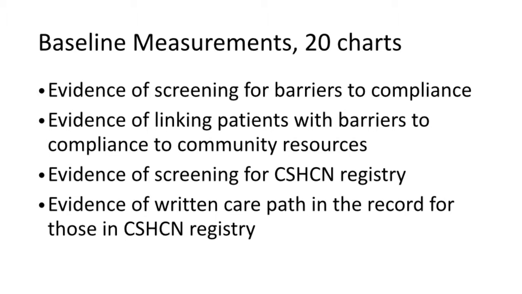So the things that you're going to be measuring, you're going to have a baseline measurement of 20 charts. You're going to screen those charts for evidence of screening for barriers to compliance, evidence of linking patients with resources to overcome barriers to compliance, evidence of being screened for a chronic disease registry, and evidence of a written care path in the record for those who are in the chronic disease registry. Again, all of these could be 0 if you haven't instituted any of these measures.